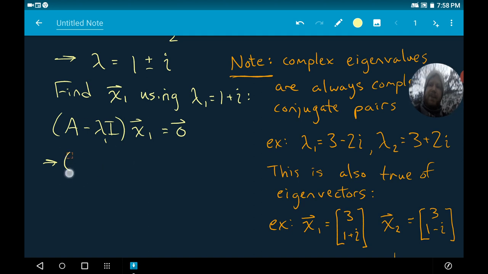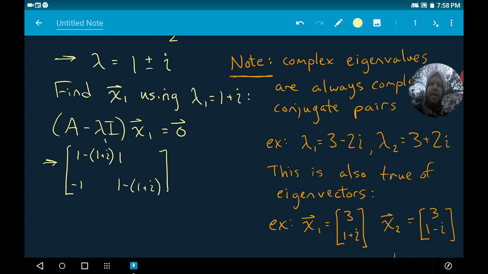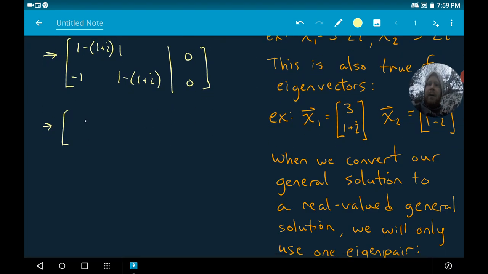So my matrix, sorry there, it's going to be 1, 1, negative 1, 1. So remember my eigenvalue in this case is going to be 1 plus i, so I subtract that from both of them, and then I get 0, 0 over here. Look at that, i, 1, sorry, this is negative i, isn't it? All right, minus 1 minus i, same thing here.